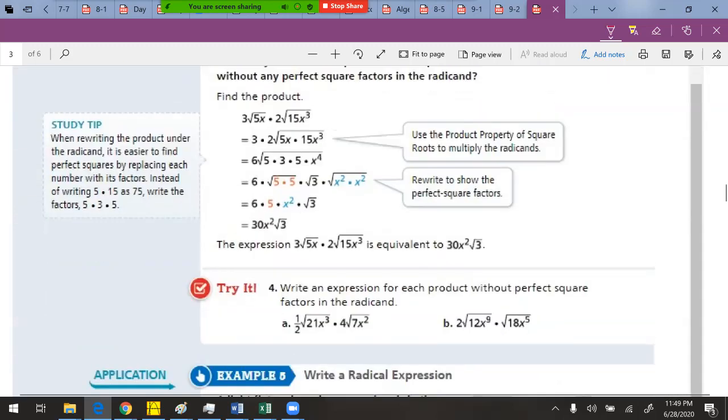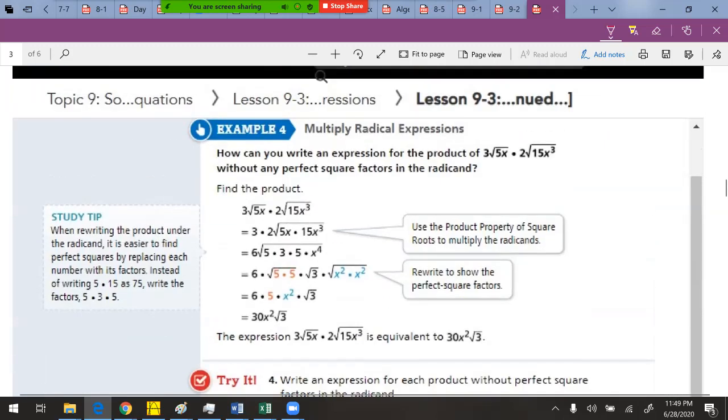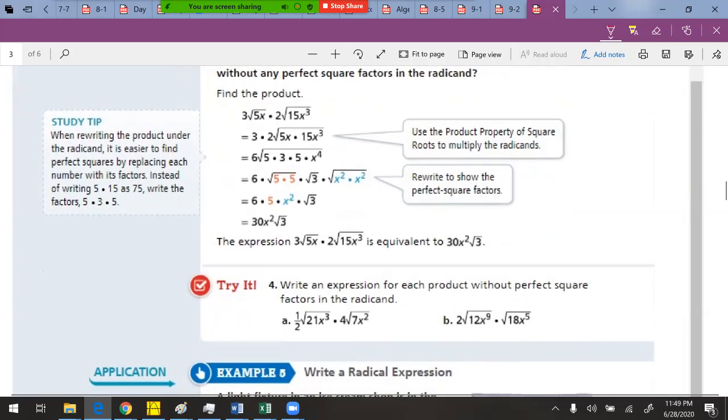Okay, a couple more examples. Whenever we're multiplying radicals, we always multiply the coefficients and the numbers and x's inside. Okay, so when we put all this together, let's actually do this. Okay, let's do part B together.